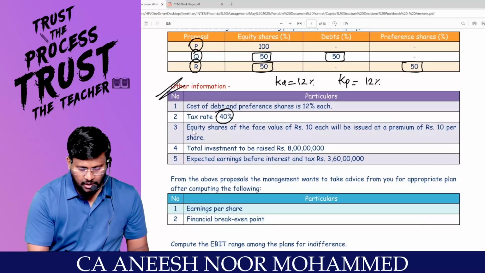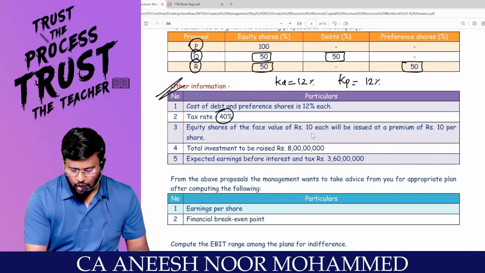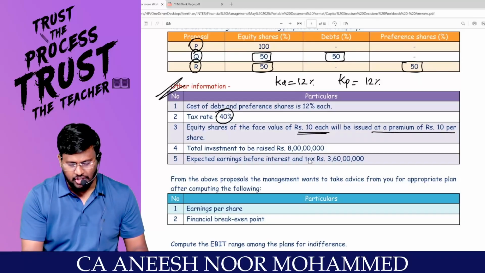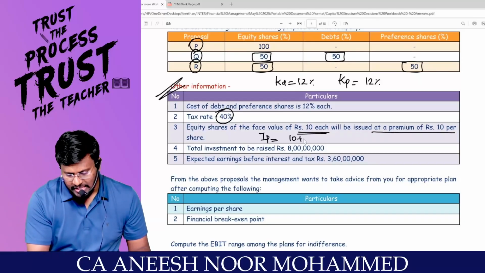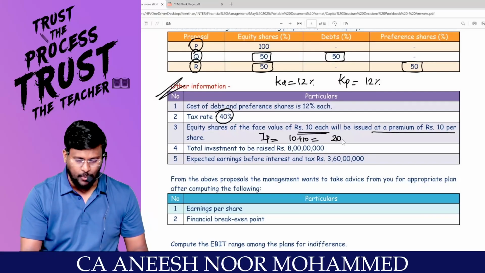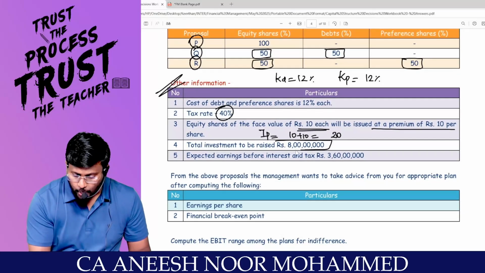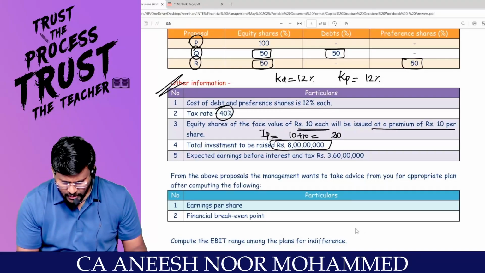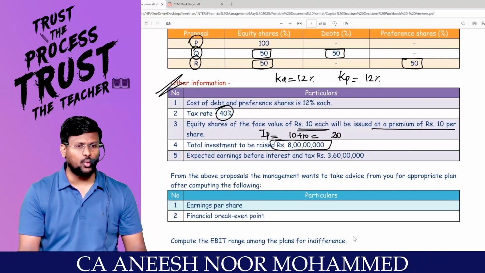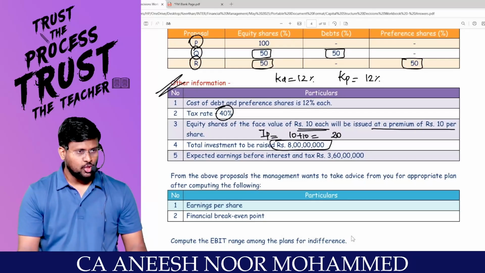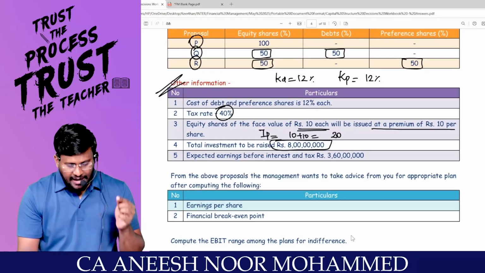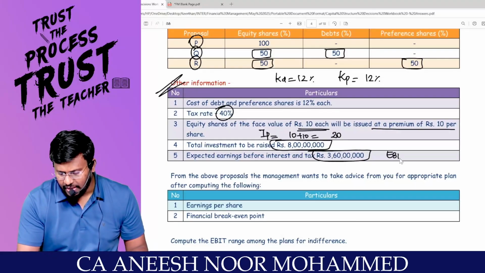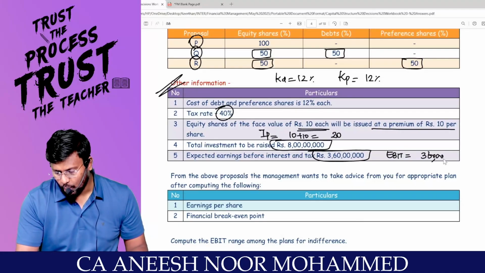Tax rate is 40%. Equity shares of face value of 10 each will be issued at a premium of 10 per share. That means the issue price will be 10 plus 10 comes to 20. Total investment to be raised is 8 crores. So 8 crores I have to raise. Expected earnings before interest and tax, which is EBIT, is equal to 3 crores 60 lakhs.